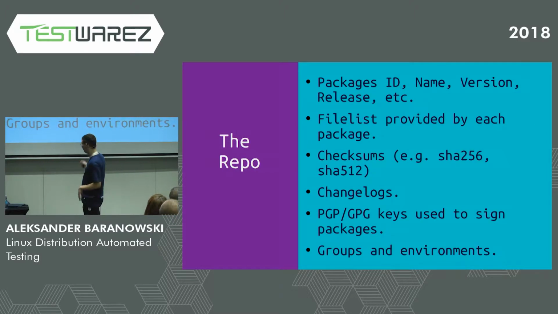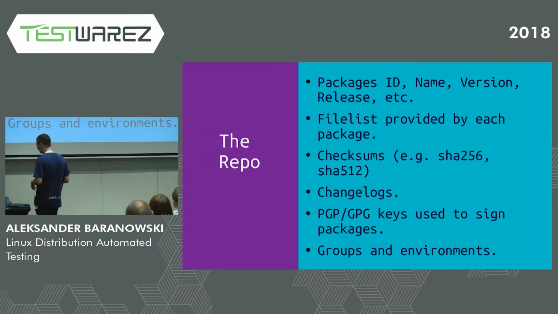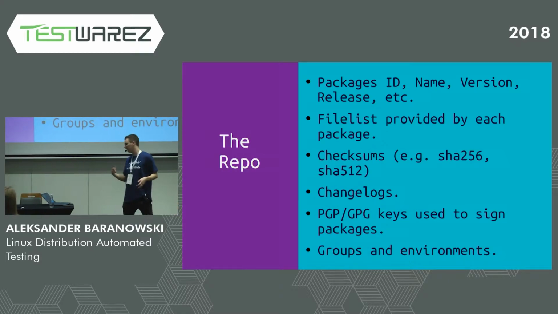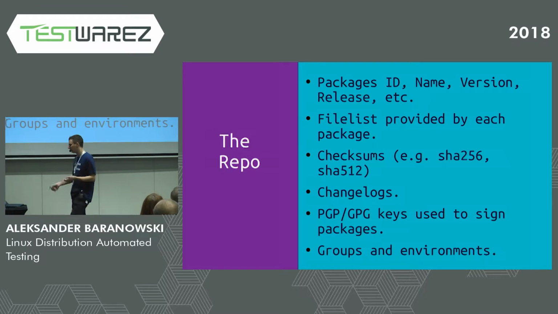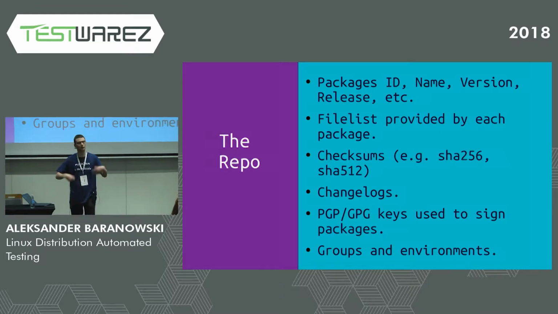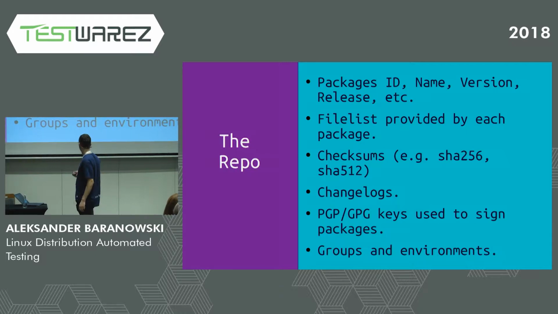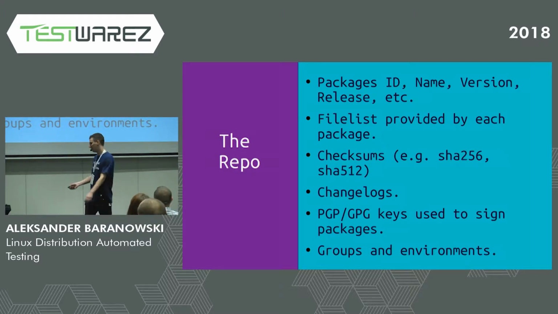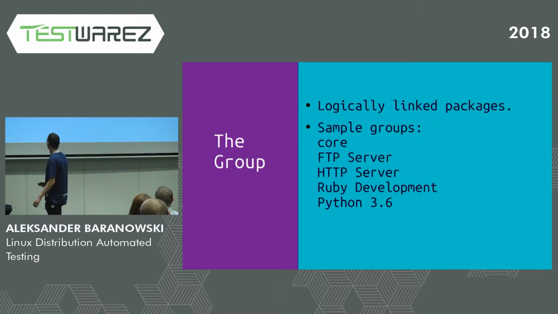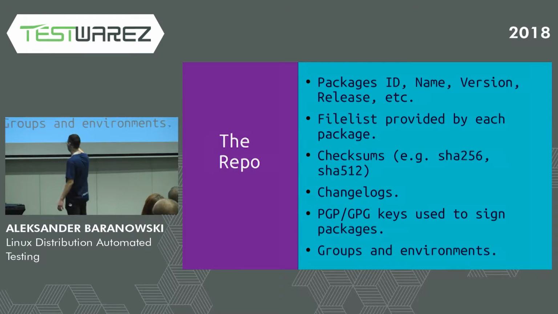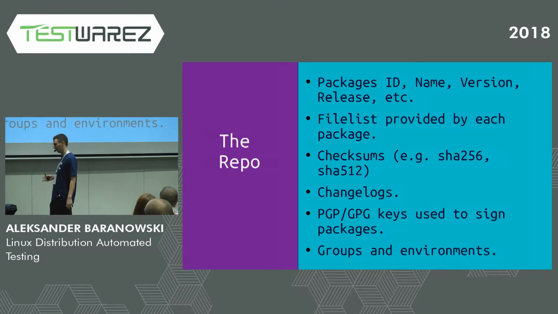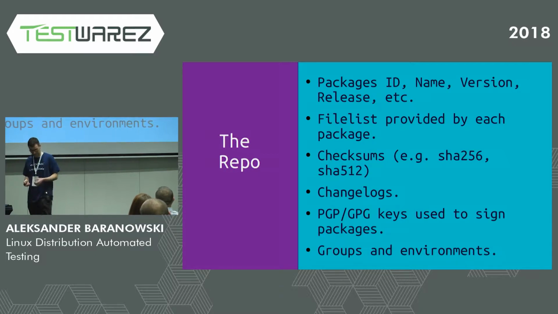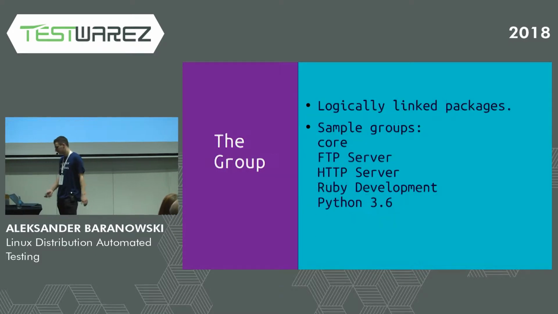Okay, so the repository has a lot of meta information about the packages, like name, version, release, file, provided by the package, checksums, changelog, and so on, so quite a lot of things. The one that is really important is the keys used to sign the packages, a security-related feature that is one of the critical ones in a Linux system. The repository also has information about the groups and environments. The packages shouldn't have this information themselves.